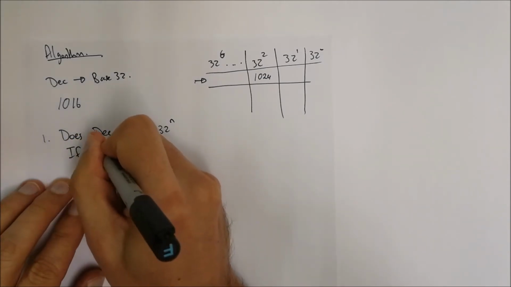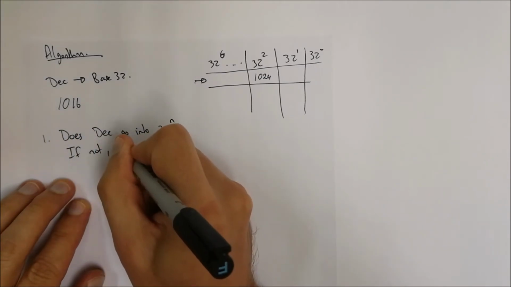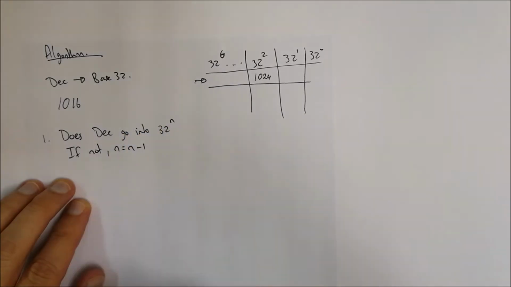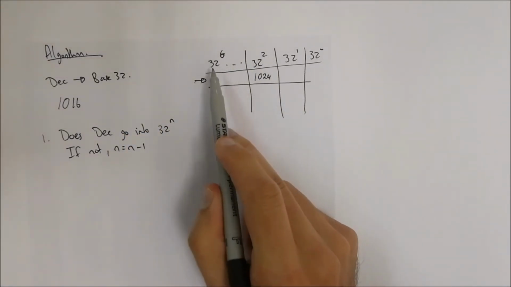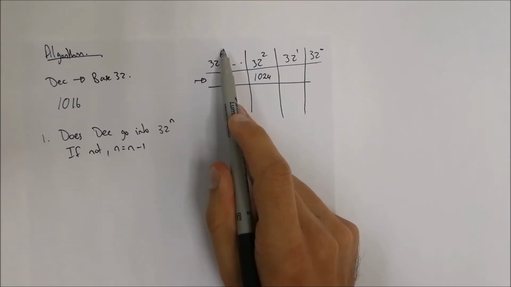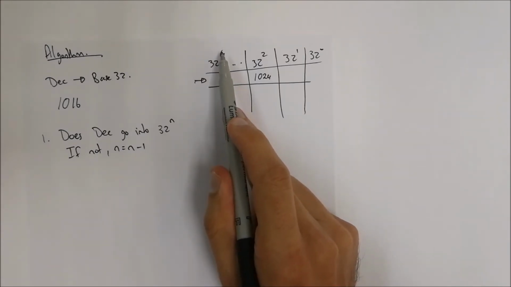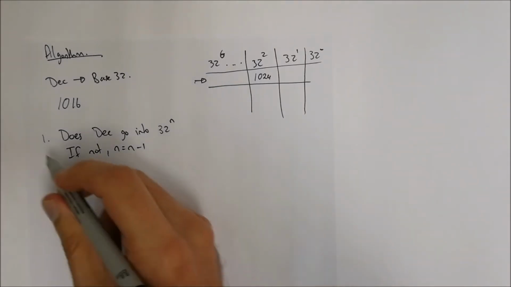If not, then n is equal to n minus 1. Every time we go to the next column, we're decrementing the value of n.